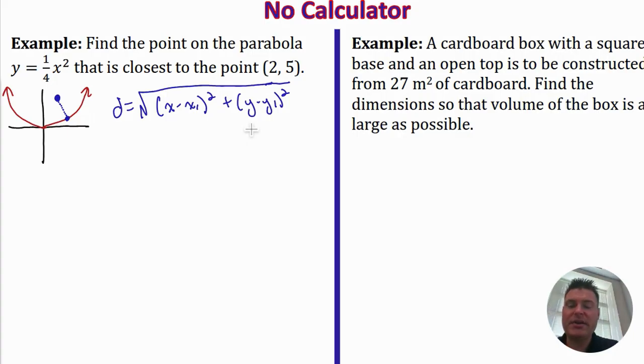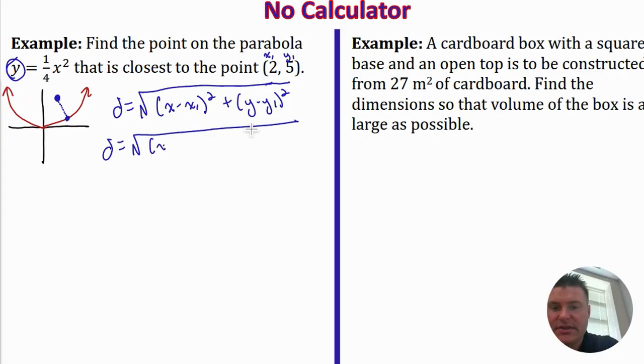And what I'm going to do here is substitute in my x1, y1 into this. And I'm going to substitute out my y variable, so I can rewrite this as d equals the square root of (x minus 2) squared plus (1/4 x squared minus 5), and that is all being squared. Okay, so we got this nasty looking thing.